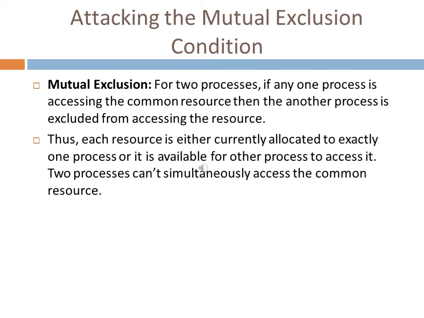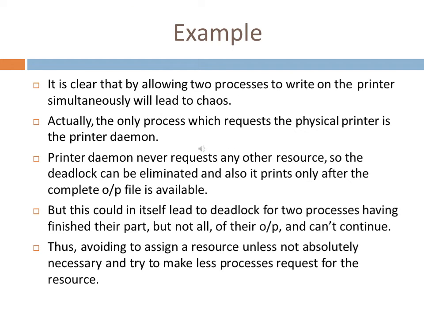The mutual exclusion for two processes: if one process is accessing the common resource, then the other process is excluded from accessing the resource. Thus, each resource is either currently allocated to exactly one process or it is available for another process to access. Two processes can't access it simultaneously. For an example of attacking mutual exclusion, it is clear that allowing two processes to write to the printer simultaneously will lead to chaos.